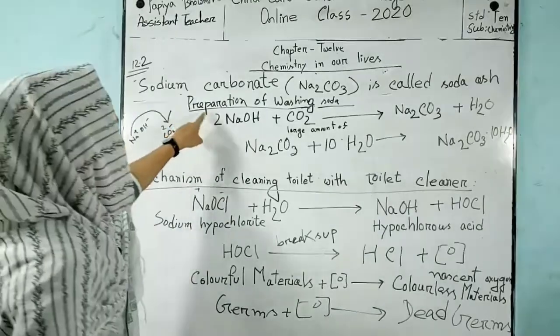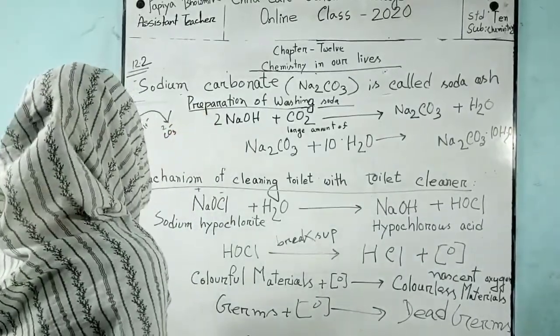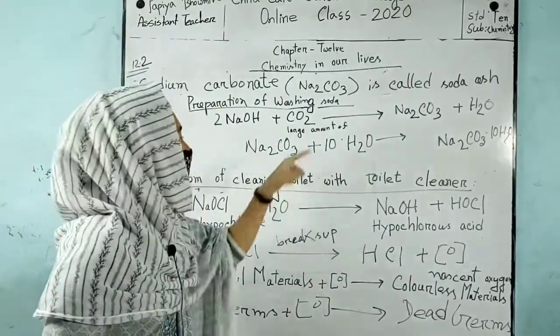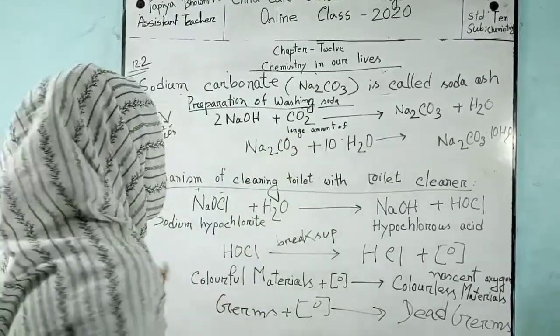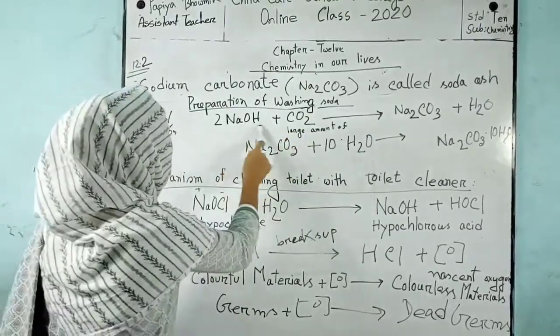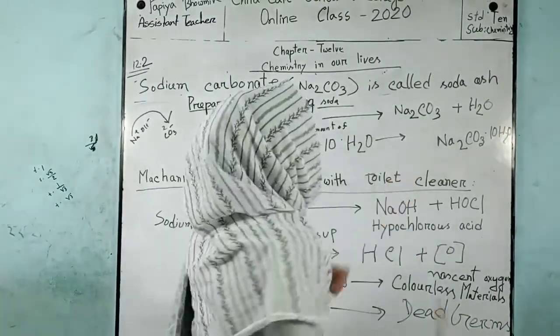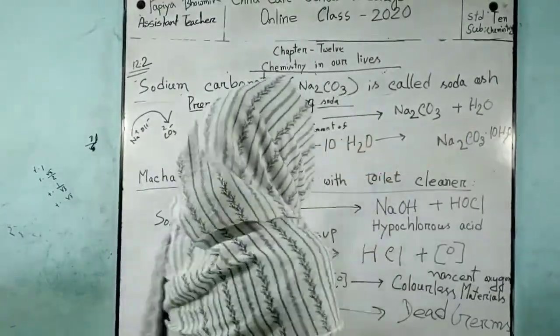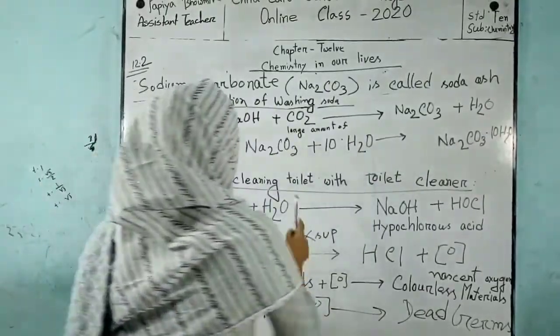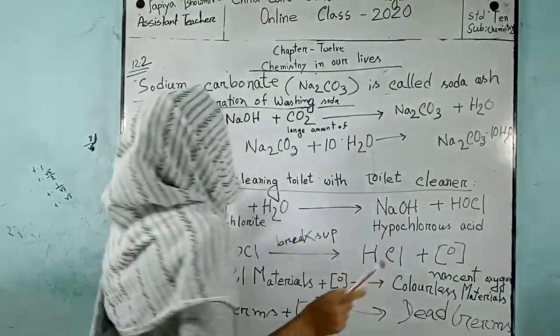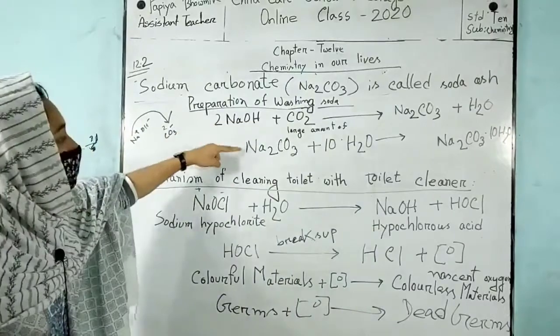Now we see the preparation of washing soda. Carbon dioxide in large amounts is passed through sodium hydroxide, and then we get sodium carbonate and water. This sodium carbonate is dissolved in water. This is the first step, and now the second step.